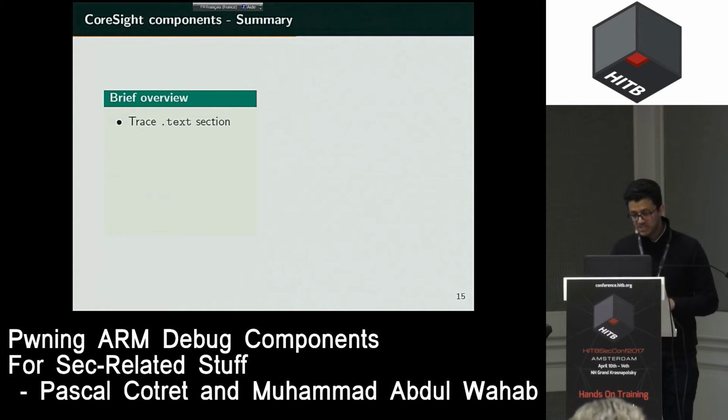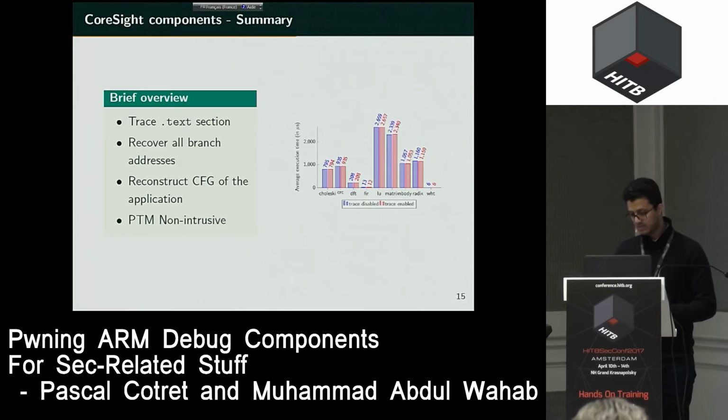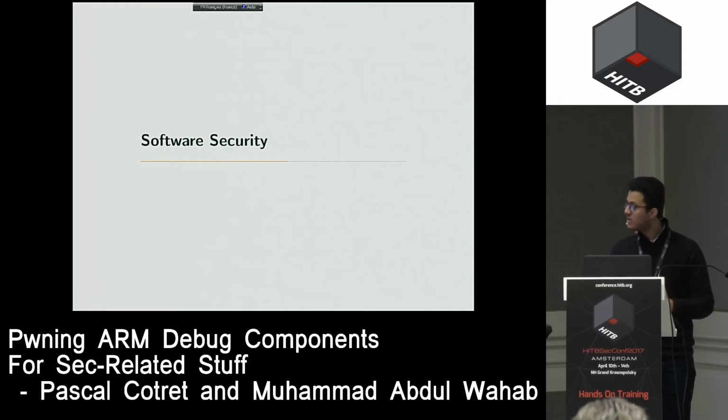So to sum up this section, we are going to trace only the .text section of our application. Thanks to CoreSight components, we'll recover all branch addresses, which will allow us to reconstruct the control flow graph of the application. And the advantage is that they are non-intrusive, so we have a negligible overhead. So how are we going to use them to improve software security? By implementing dynamic information flow tracking.